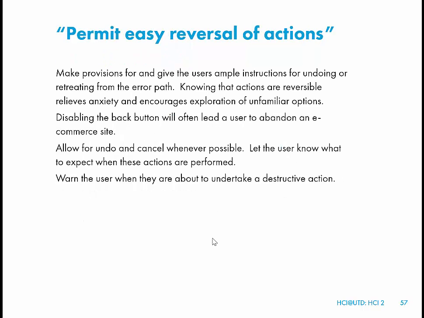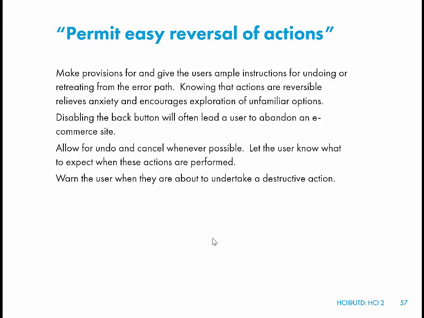All right, permit easy reversal of actions. I've actually covered this to a certain degree. Make provisions for and give the users ample instructions for undoing or retreating. Knowing that actions are reversible relieves anxiety and encourages exploration. This isn't as big a deal anymore because people don't do it anymore, but disabling a back button was the fastest way to get somebody to abandon an e-commerce site, because if they didn't think they could go backwards, they wouldn't do it. They would just say, no, I don't trust this. I don't want to do it.